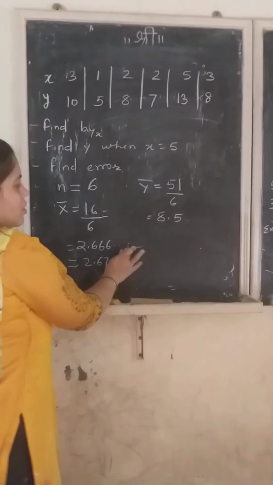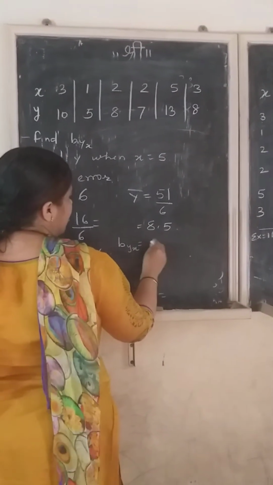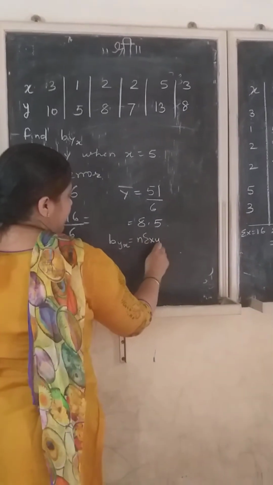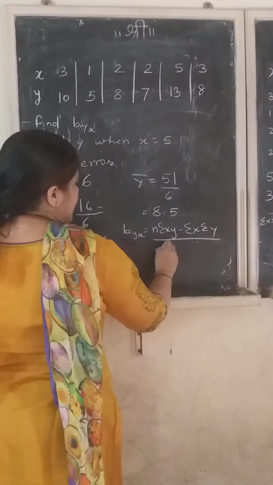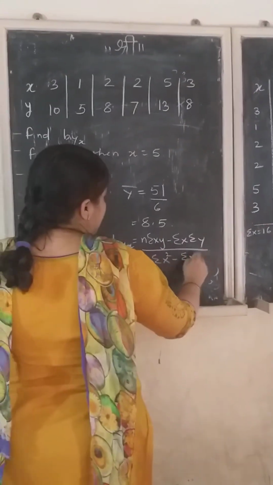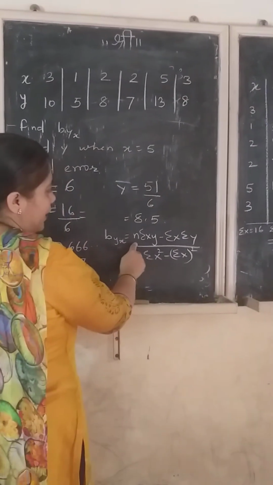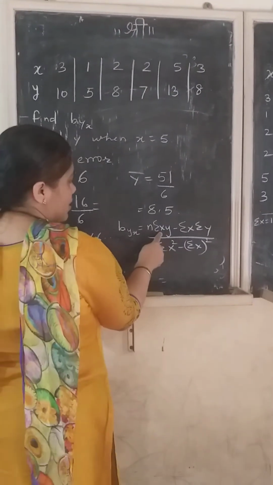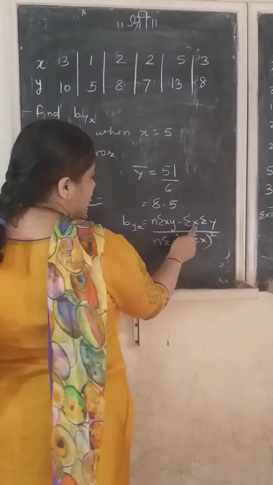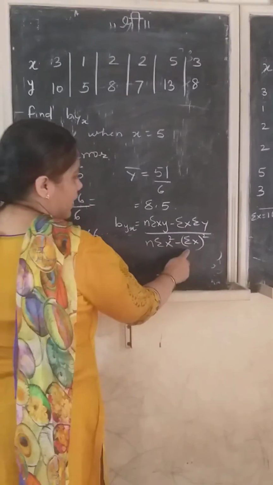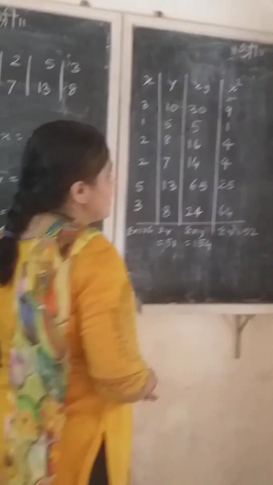Because here these values are decimal, the formula which we need to apply is b y x is equal to n summation xy minus summation x summation y upon n summation x square minus summation x whole square. Now accordingly, I need to find in my table the columns corresponding to summation xy, summation x, summation y, and summation x square. So for this I have made the table and I have calculated the result already.